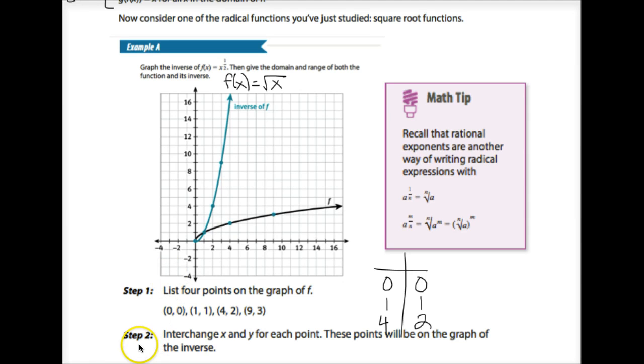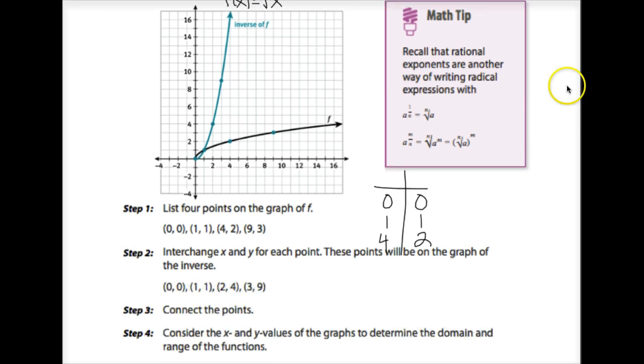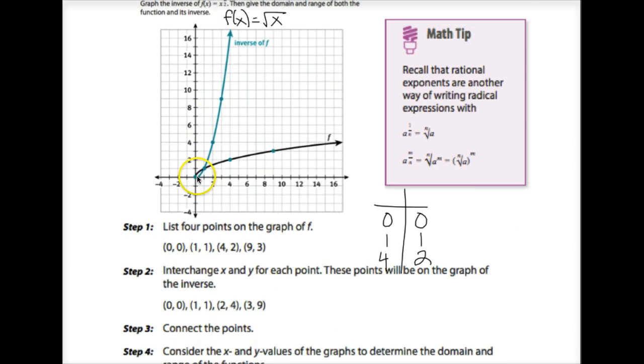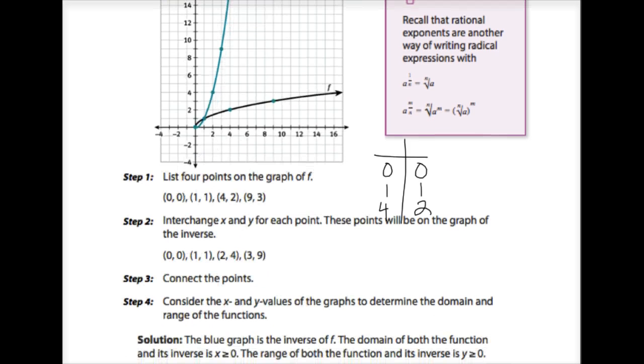Remember that inverses, one way to find them when you're finding them by graphing is to just take the ordered pairs and switch the x with the y. So that's what they've done here. Obviously 0, 0 and 1, 1 don't change, but the other two do. And so then they just plotted those 4 points. So you can see that here in the green. They plotted 0, 0, 1, 1, which are matching up, and then 2, 4, and then 3, 9. So this is the inverse, which they got when they did step 3 and connected the dots.